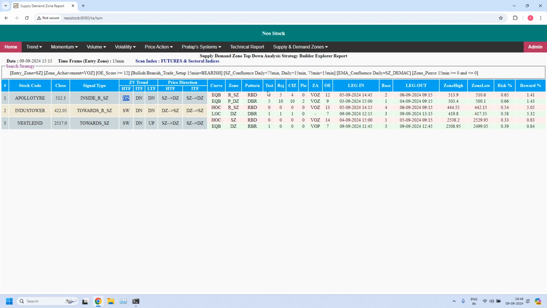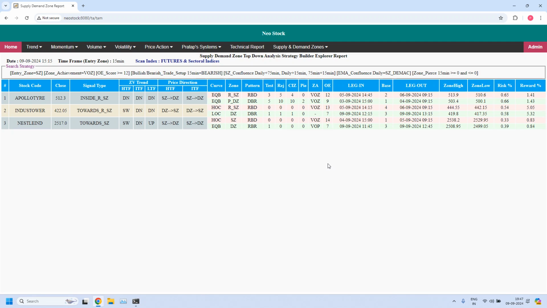See, that's why: it has already been tested 3 times, with 5 rejections, and it is a high liquidity zone. Okay, this is about the bearish trade setup for daily income trade.